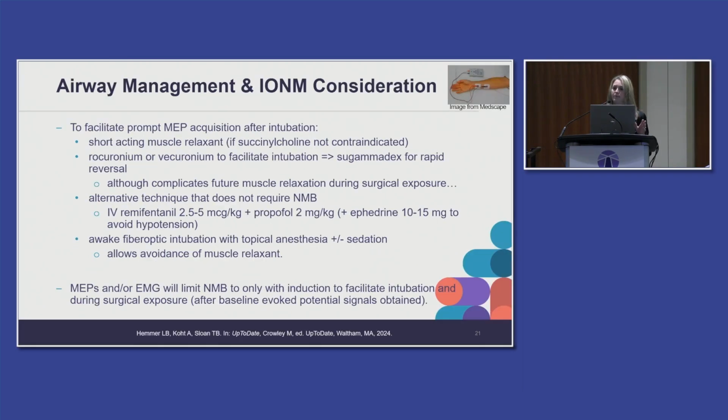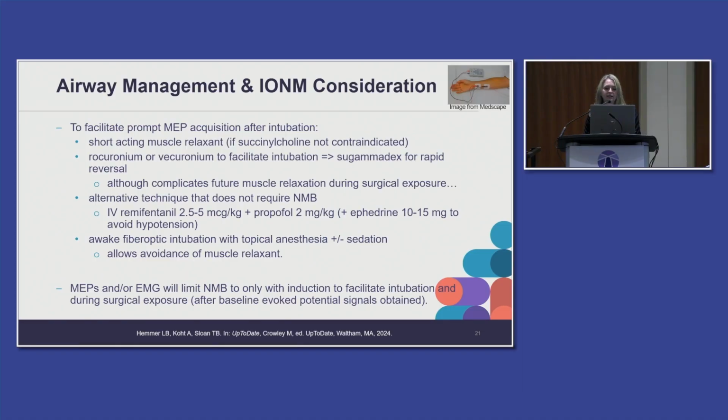Now, usually we're talking about our maintenance regimen when we're worried about the neuromonitoring, but sometimes for these cases we need to facilitate prompt motor evoked potential acquisition soon after intubation. This is the case where there's either spine instability or severe myelopathy, or we're just worried about our ability in the patient to be able to obtain good baselines. We want to see what they look like before we position prone.